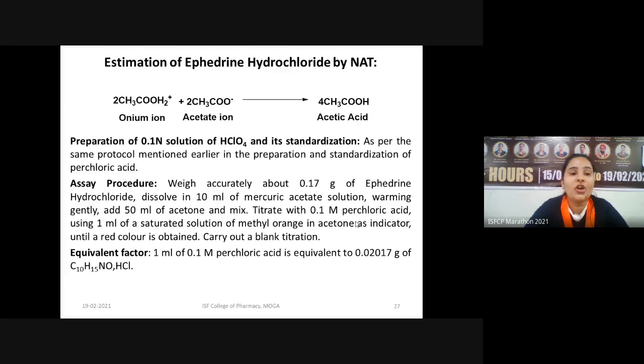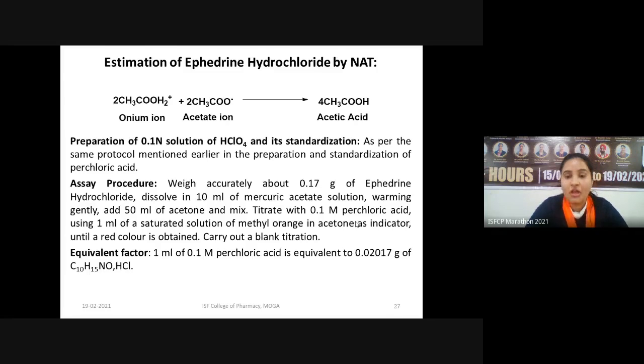First of all, as per the same protocol which has been mentioned earlier in the preparation and standardization of perchloric acid, the same protocol will be followed for the preparation of 0.1 normal solution of perchloric acid and its standardization. Now, how will the assay procedure be done? Firstly, we will weigh accurately about 0.17 gram of ephedrine hydrochloride. We will dissolve it in 10 ml of mercuric acetate solution.